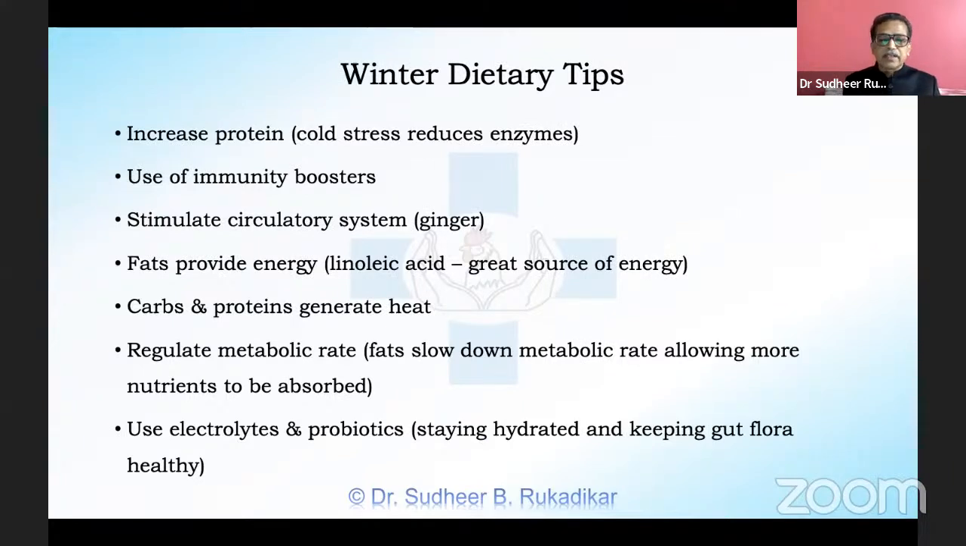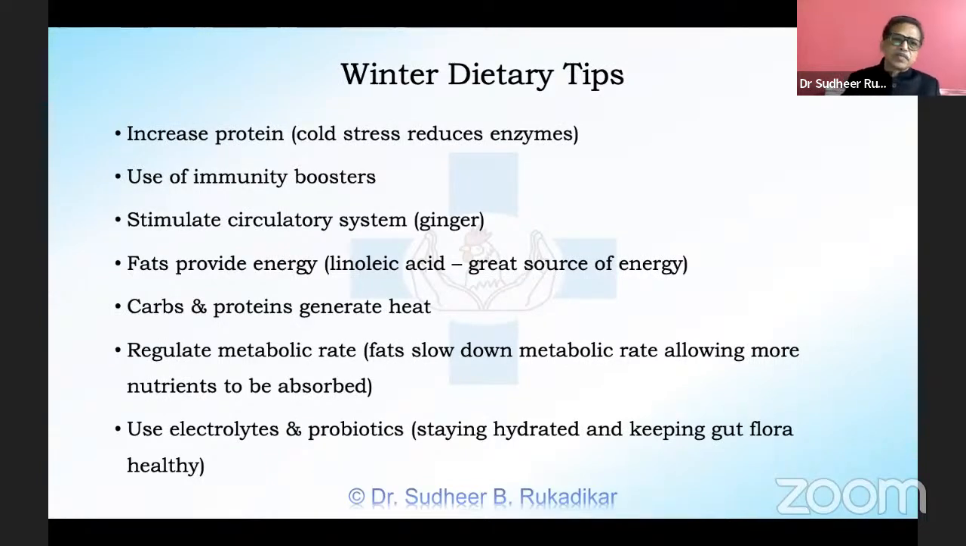But now it is known that if you compare the heat generated in the body per gram of fat and per gram of protein, the heat generated by 1 gram of protein is more than the heat generated by 1 gram of fat. So we have to balance all these three factors. And we have one more advantage of more fats in winter. They will slow down the metabolic rate so that the absorption of the nutrients is better in winter also.